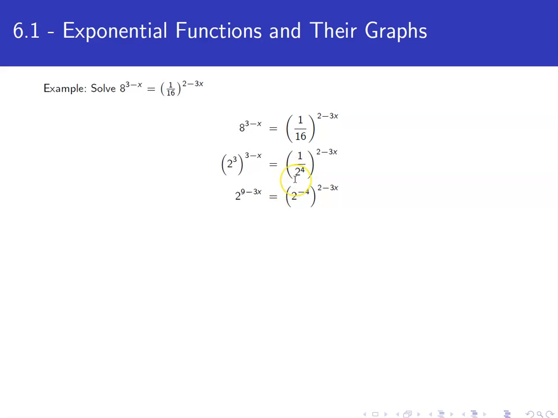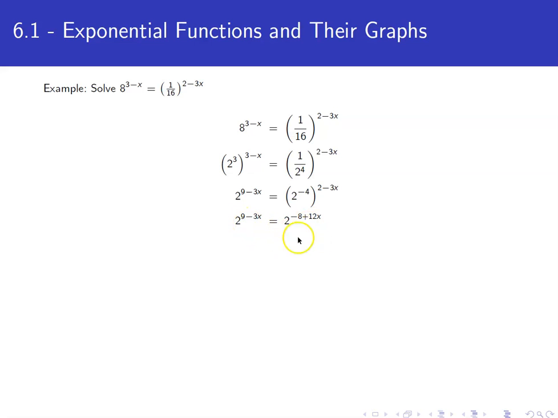On the right-hand side, much like what we did in the previous example, the 2 to the 4th is in the denominator. We can move it up to the numerator by making a negative exponent and writing it as 2 to the negative 4. Now this right-hand side looks like the left-hand side in the previous step. We can multiply our exponents. And now we have the equation 2 to the 9 minus 3x equals 2 to the negative 8 plus 12x.